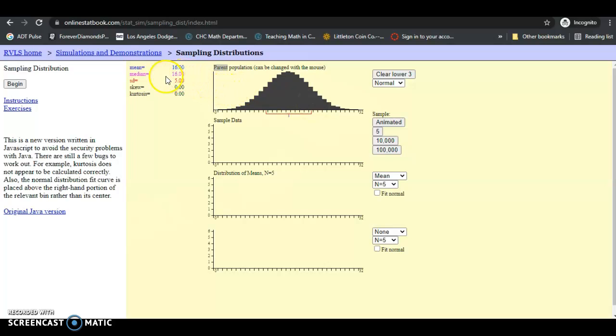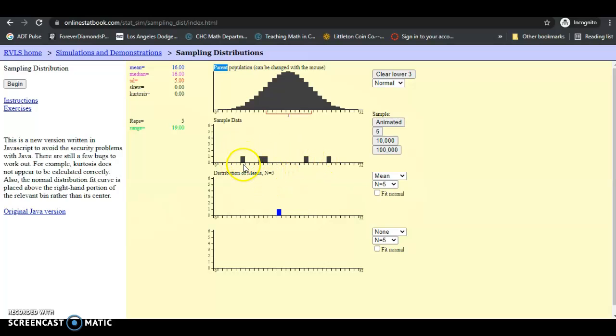And over here on the left, you can see that the mean is equal to 16, and the standard deviation of our population is equal to 5. So what we're going to do is simulate the central limit theorem. For example, for a sample size of n equal to 5, when I click the animated button, it's going to randomly select 5 values from the parent population, and then in this graph, it's going to calculate the mean of that sample.